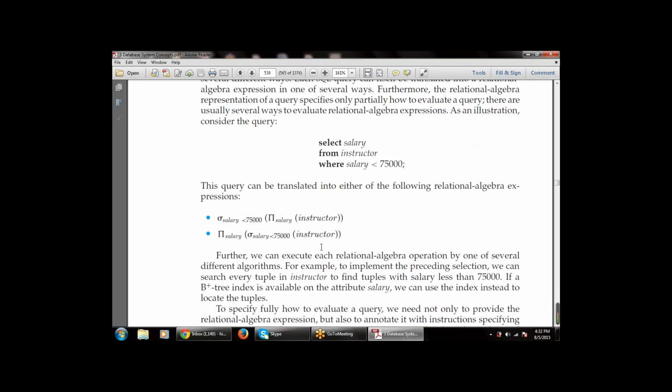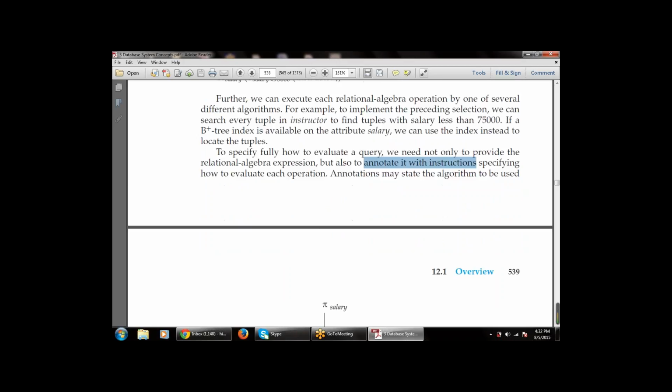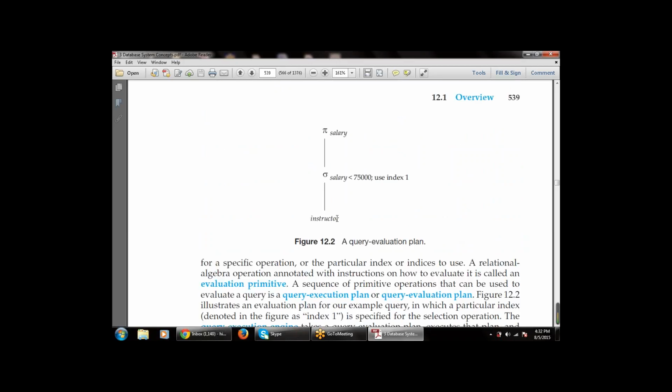There will be a sigma and a pi, or a pi and a sigma. Further, we can also execute each relational algebra operation using various algorithms. To specify fully how to evaluate a query, we need not only to provide the relational algebra expression, but also to provide instructions specifying how to evaluate the query. So there will be a pi on salary, and a sigma on salary less than 75,000, over the instructor table.